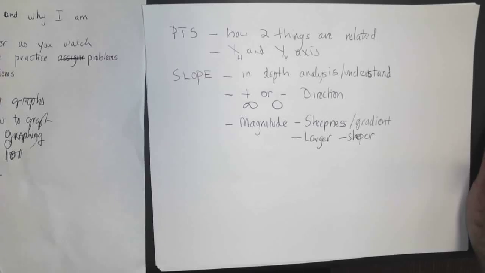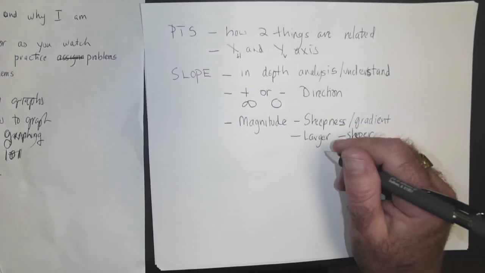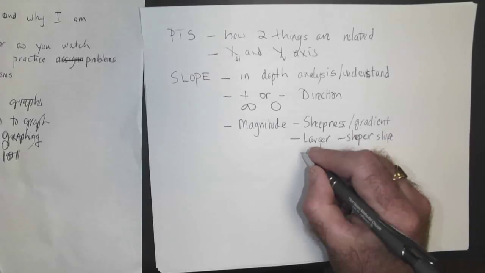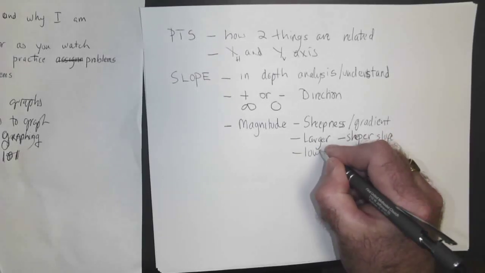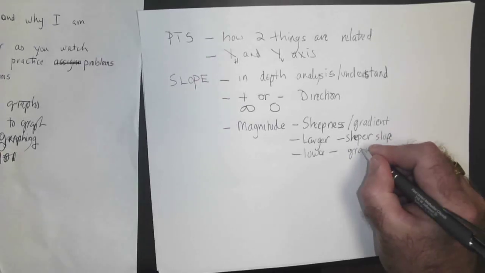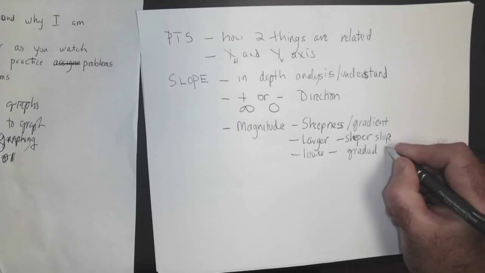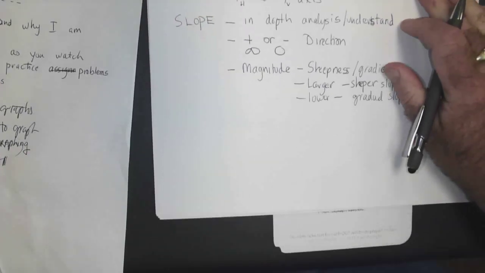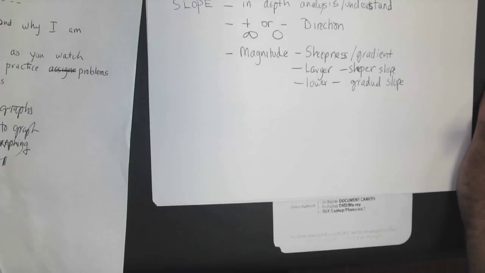Okay? So the larger the number, the steeper the slope. If it's a lower number, then we would say it's a gradual slope, which means, like me, since I'm not super fit, if you're on a bike ride, I'm probably looking for something with a lower gradient. All right? So how do I calculate slope?